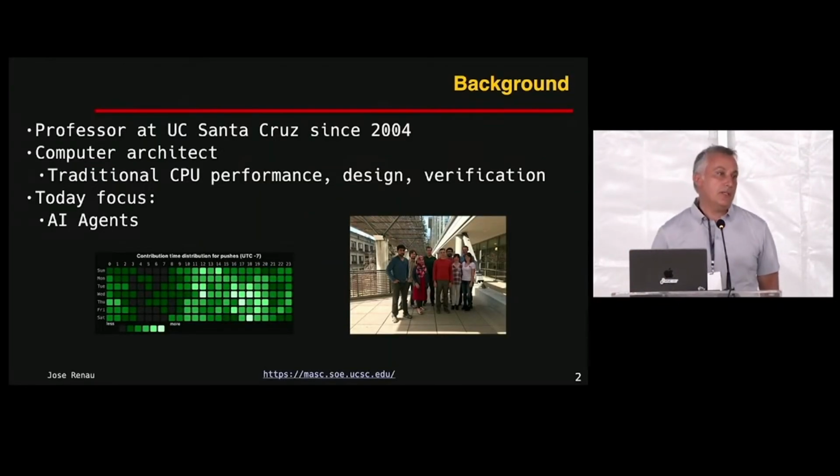I'm a professor at UC Santa Cruz. My background is computer architecture, so chip design. But I have always been working on how to improve productivity. Obviously, that includes design, verification, different aspects of chip design. But today the focus is AI agents, how to build agents to help improve productivity in this domain.